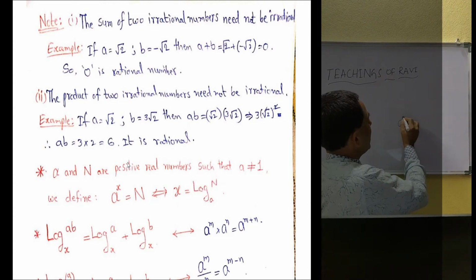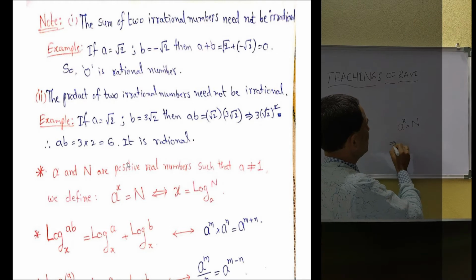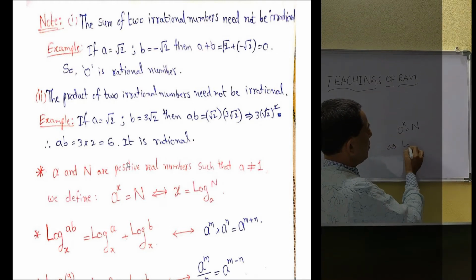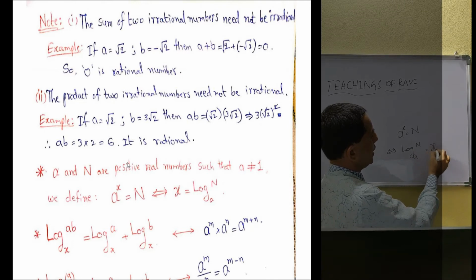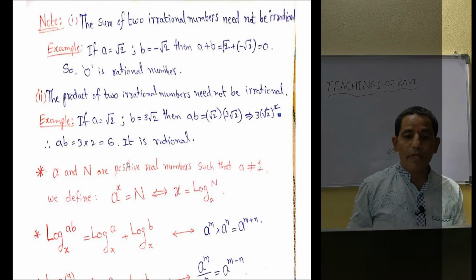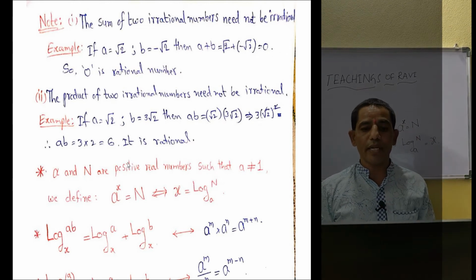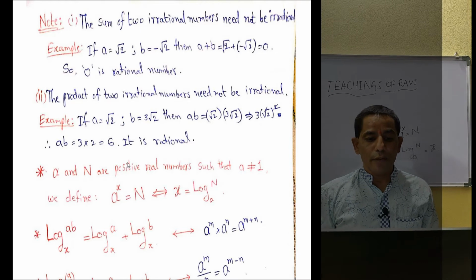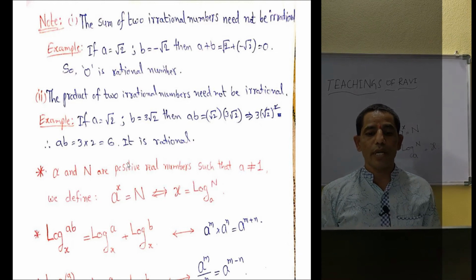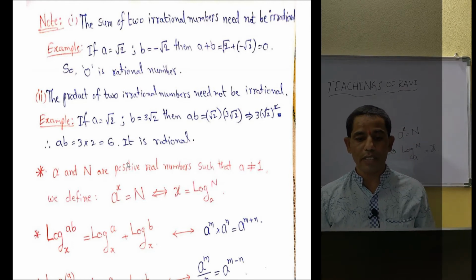Logarithm definition: a to the power of x is equal to n, so that implies log n to the base a is equal to x. This is the logarithmic definition. a and n are positive real numbers such that a is not equal to 1. Therefore a to the power of x is equal to n implies x is equal to log n to the base a.